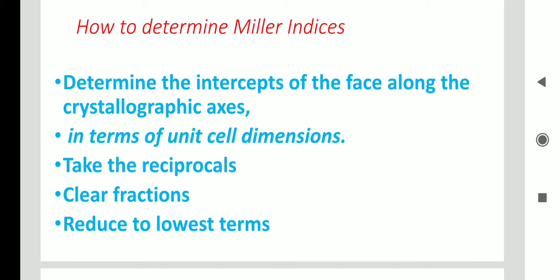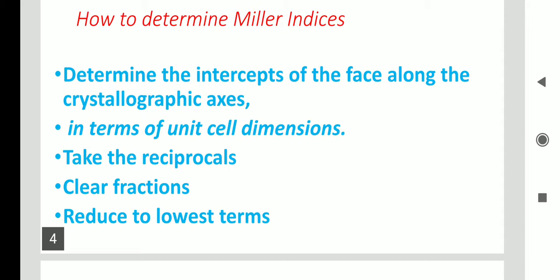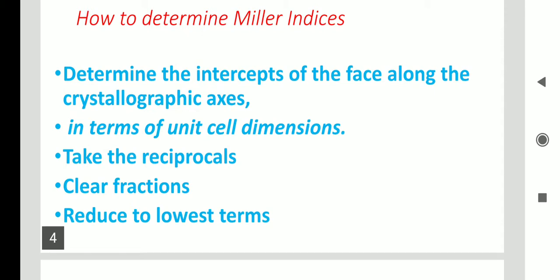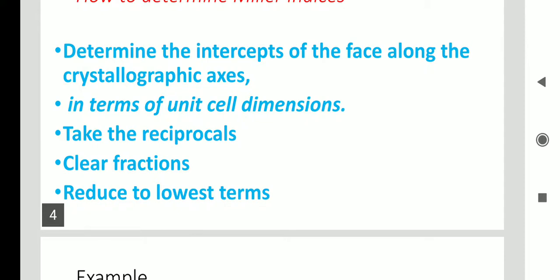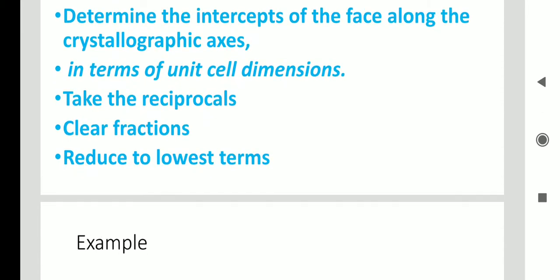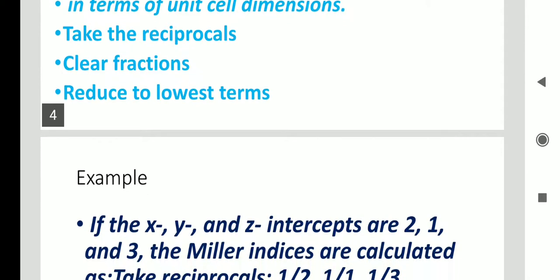Now the question is how to evaluate Miller indices on a crystal structure. For that, we have certain rules. Determine the intercepts of the plane along the crystallographic axes. What are the crystallographic axes? X, Y, Z are the crystallographic axes. On them, we need to determine intercepts. Then the intercepts should be converted into reciprocal form. In the third step, we change them into whole numbers by clearing fractions. Finally, if possible, we reduce them to the lowest form.